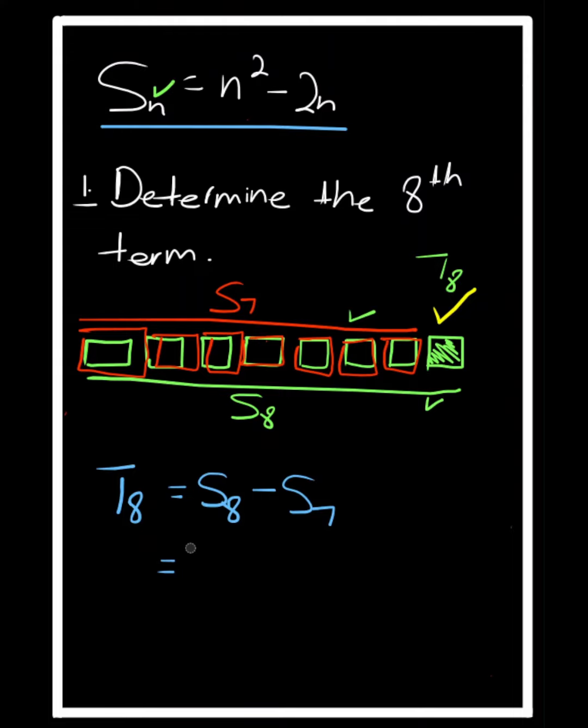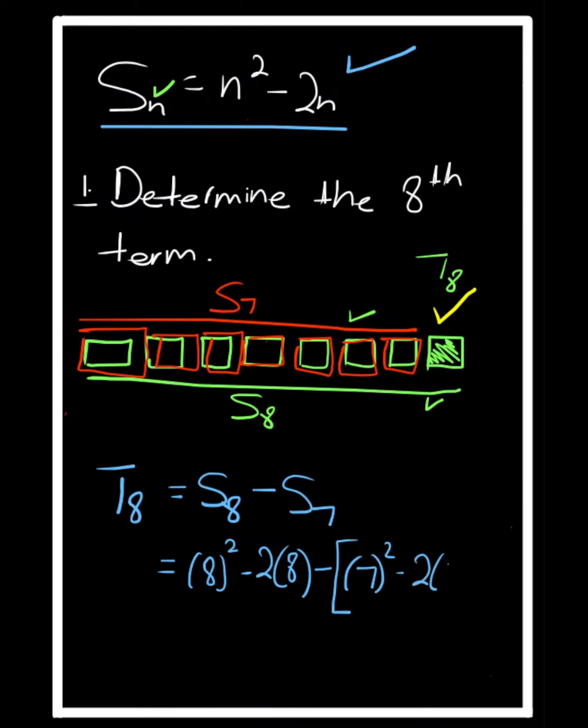So the sum of 8, we'll be using this formula that we've been given. It will be 8 squared minus 2 times 8, minus, let's put it into brackets, the sum of 7 terms: 7 squared minus 2 times 7. If you plug that into your calculator, for the sum of 8 terms you should get 48. And for the sum of 7 terms you should get 35. So 48 minus 35 equals 13.